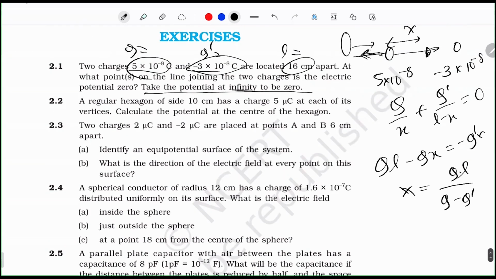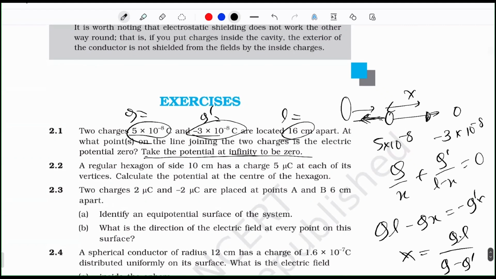Okay, 2.2. A regular hexagon of side 10 centimeters with a charge of 5 microcoulombs at each of its vertices. Calculate the potential at the center of the hexagon. What would you do if you were asked to calculate the electric field? In this rare case, calculating the electric field is simpler because of the symmetry.